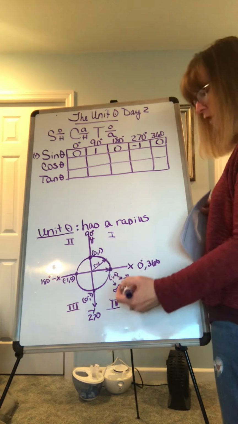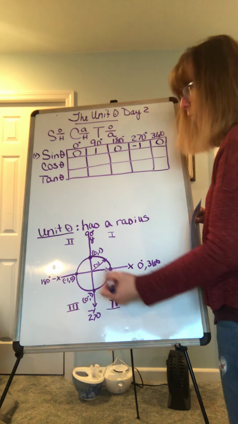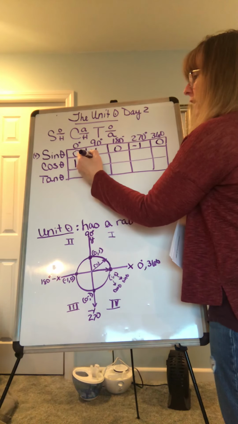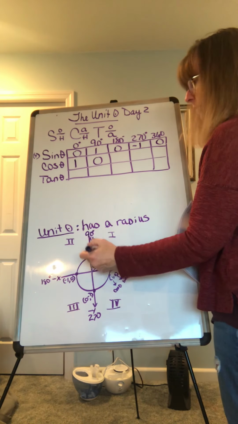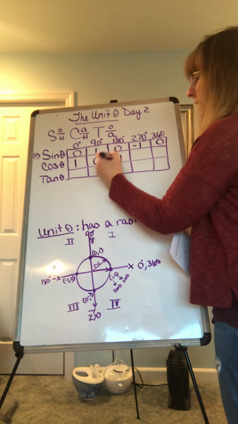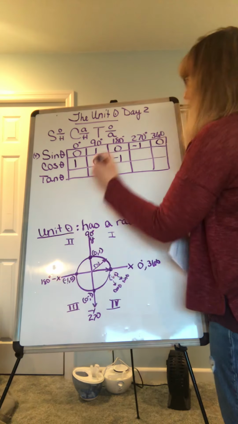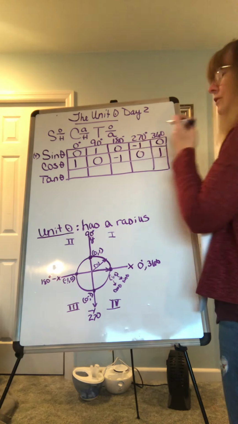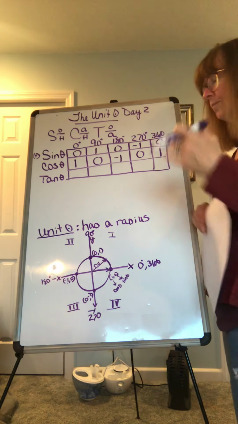Now let's talk about cosine. Cosine are my x-coordinates. Cosine of 0 is 1. Cosine of 90 is 0. Cosine of 180 is -1. Cosine of 270 is 0. And then back at 360, we're at 1.